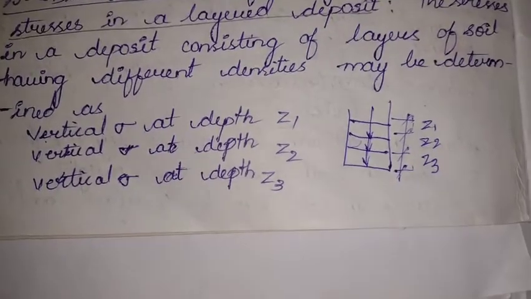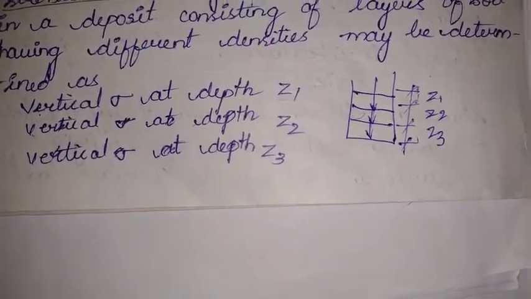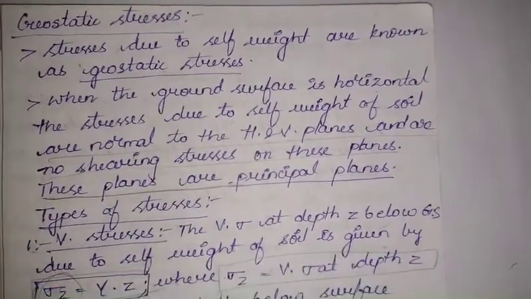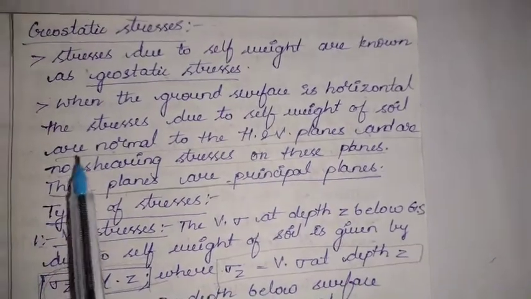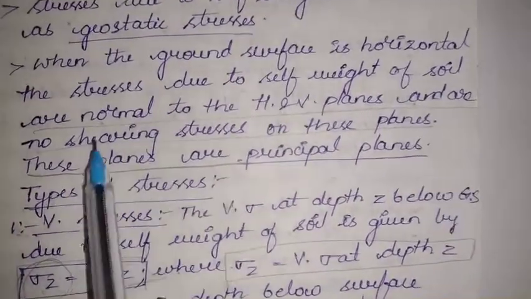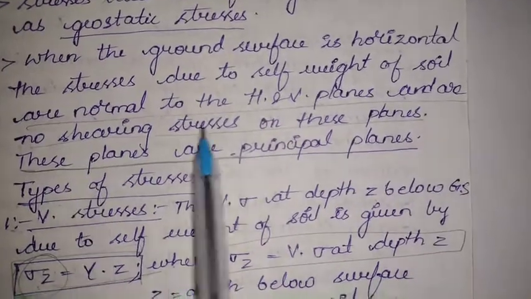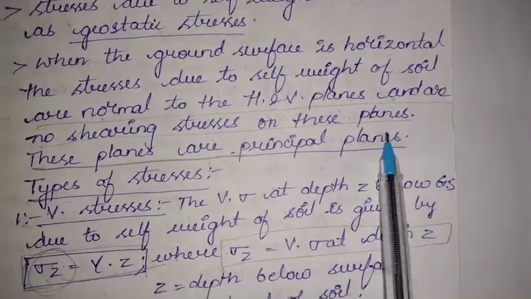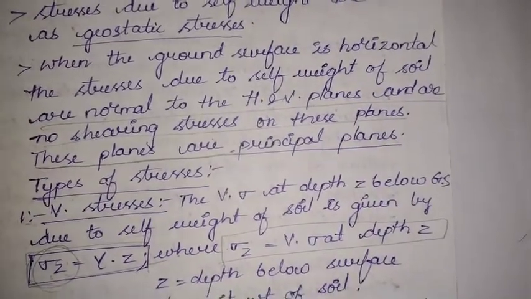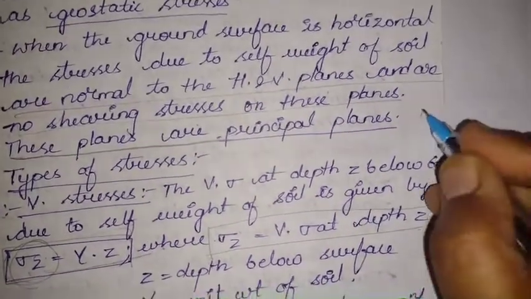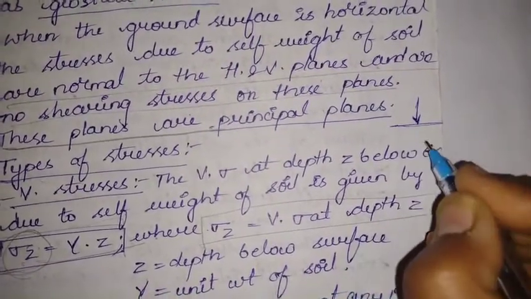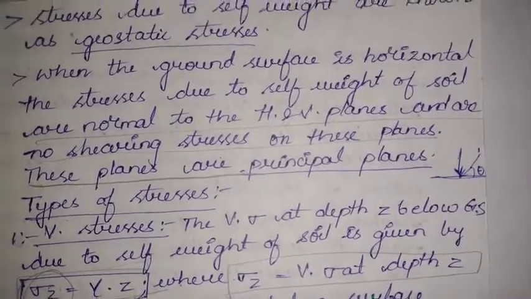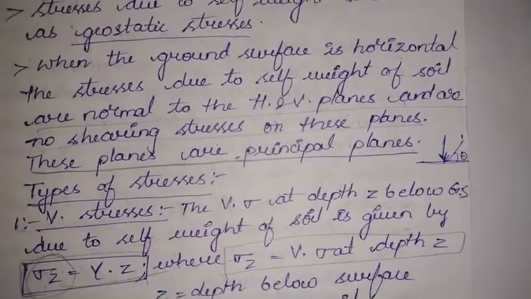Next we will also see what is the geostatic stress. The geostatic stresses are the stresses developed due to self-weight of the material. When the ground surface is horizontal, the stresses due to self-weight of soil are normal to the horizontal and vertical planes, and there are no shearing stresses on these planes. Whenever the loads are vertical, there will be no shearing stresses. But whenever it is inclined, it will have some theta, that is again the twisting moment, which will cause some shearing stresses on the plane.